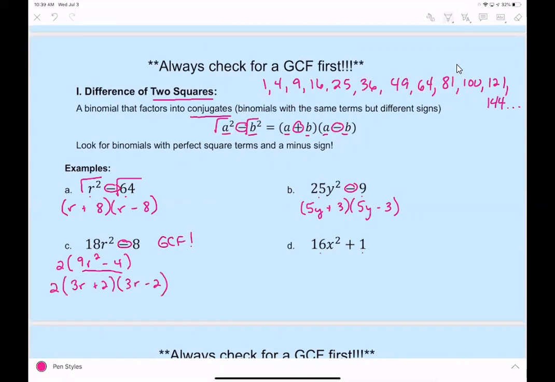This last one you have to be careful with. Notice the terms are perfect squares, but that sign is not a minus sign. That's a plus. This is what's called a sum of two squares. We have no way of breaking a sum down into factors that would multiply to give us 16x squared plus 1. So this particular binomial is not factorable. You might hear some people say it's prime. I think MyMathLab says not factorable.